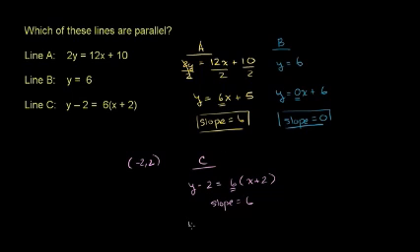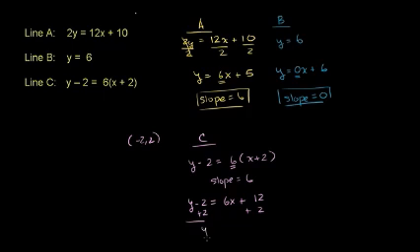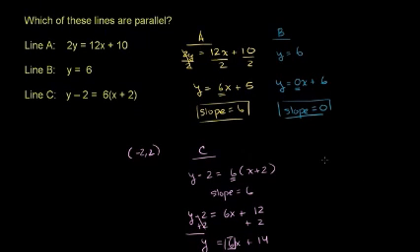So if we distribute this 6, we get y minus 2 is equal to 6x plus 6 times 2 is 12. And then if you add 2 to both sides of the equation, these cancel out, and you get y is equal to 6x plus 14. So you see, once again, the slope is 6. So line A and line C have the same slope. So line A and line C are parallel, and they're different lines. If they had the same y-intercept, then they would just be the same line.